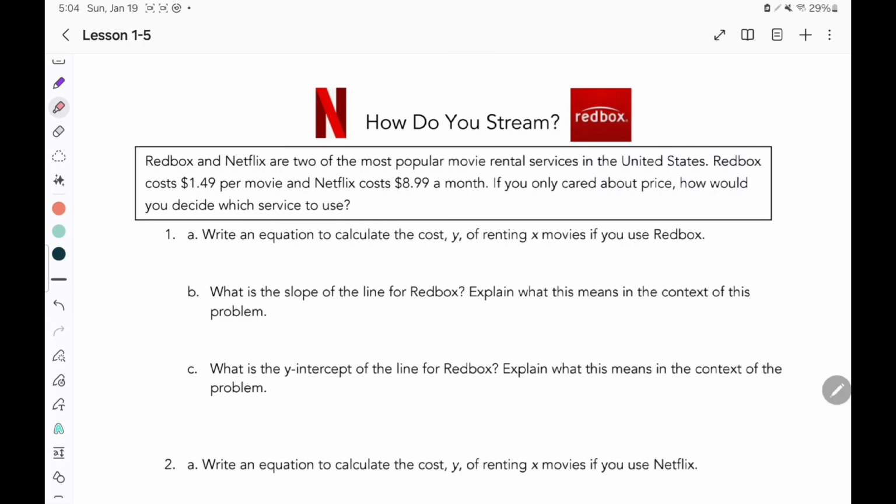So today, you have a scenario here where we are looking at two different movie rental services, Redbox and Netflix, each with a given price. So make sure that you go ahead and read over this problem very carefully. Problem 1 is asking you to create some sort of equation that models what's happening with Redbox. So Redbox is right here, and the cost is $1.49 per movie. And it's asking you a couple of questions, asking you what the slope is, what the y-intercept is.